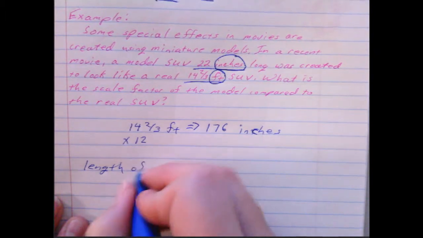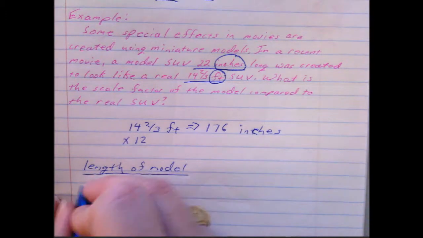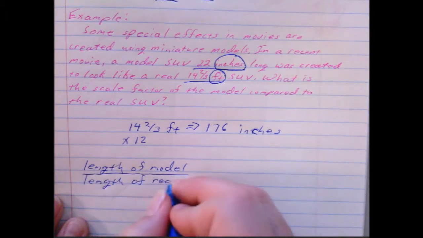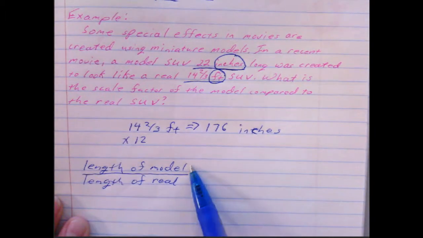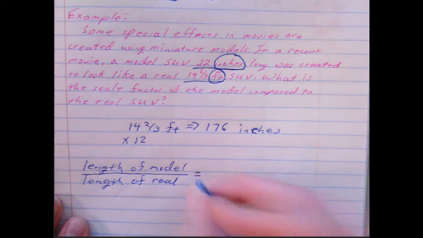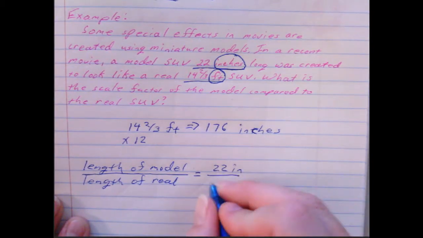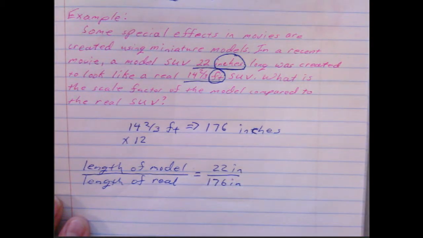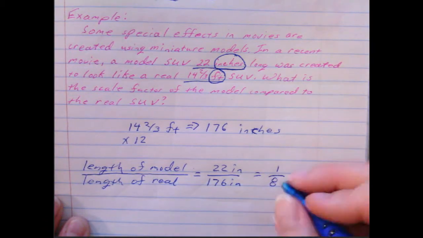Alright, so from there, we're going to have the length of the model over the length of the real, because it said model compared to real. So model over real. The model was 22 inches. The real one is 176 inches. Then we're just going to reduce that to lowest terms and we get 1 over 8.